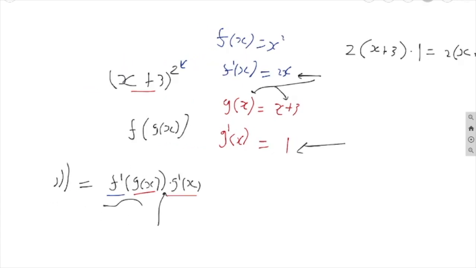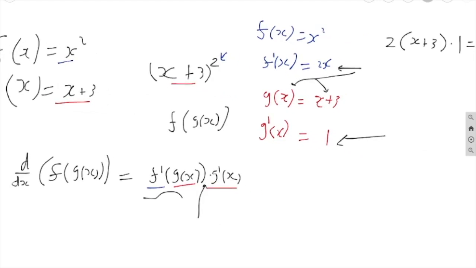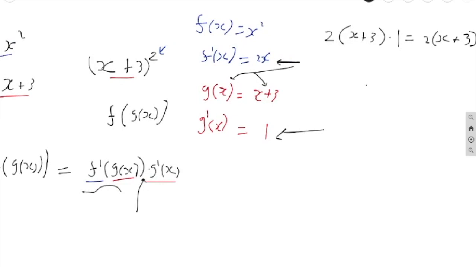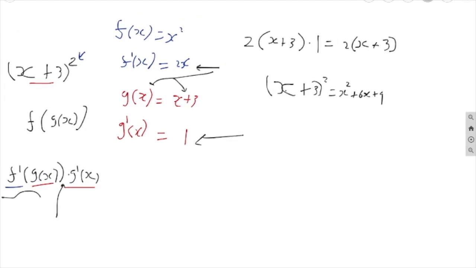Just for the sake of checking that this works, we can actually do things a bit more manually. We can evaluate the original term that we were given, which is x plus 3 all squared, and that is equal to x squared plus 6x plus 9. Binomial expansion. If you're not comfortable with that or don't know where I got that from, let me know. I'll do a video. And we can differentiate this using the power rule.